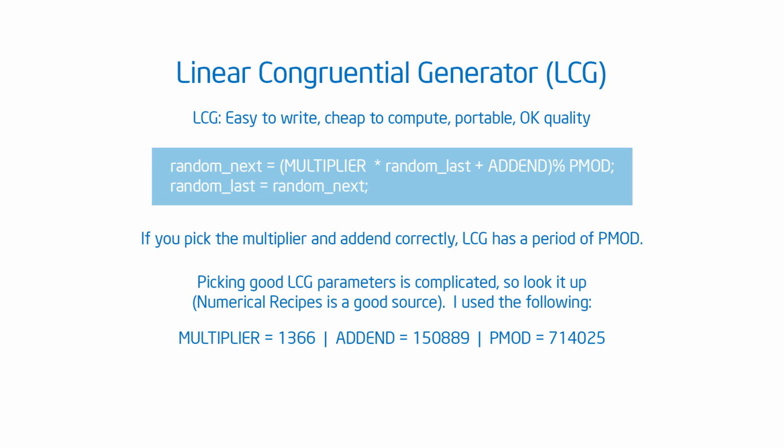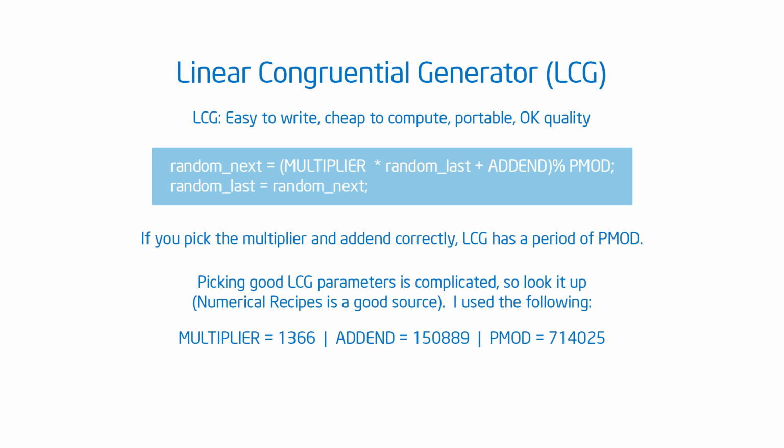I have a multiplier times the last random value plus an addend, and then I take the modulus of the whole thing, and that gives me a random value. The key is I have to save the last random value to use in computing the next. That gives me a sequence of pseudo-random numbers, and it keeps track of the last one I computed.